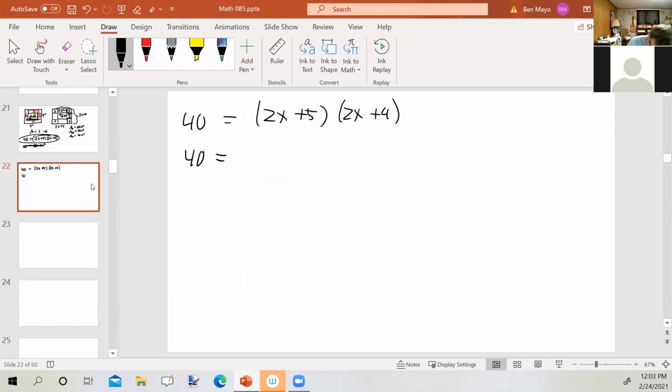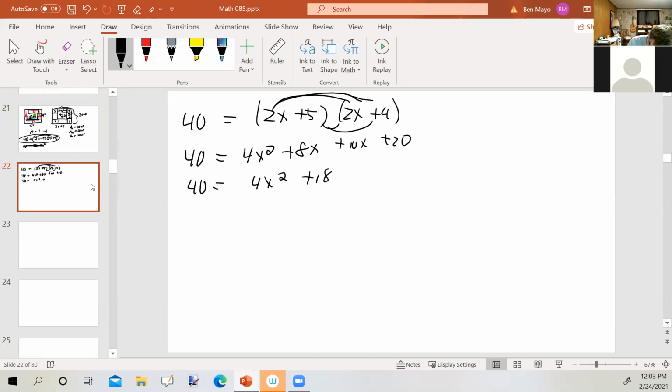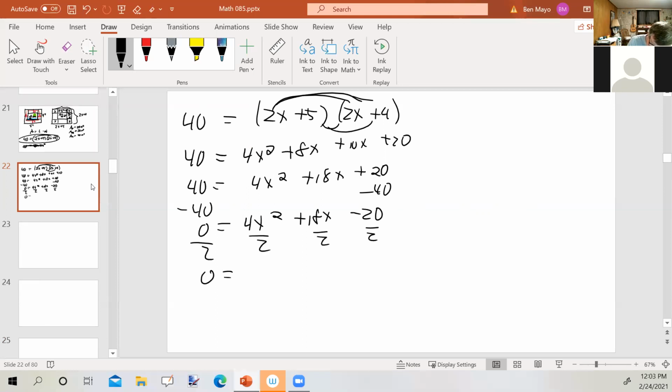So 40 equals 4x squared plus 8x plus 10x plus 20. 40 equals 4x squared plus 18x plus 20. Subtract 40 from both sides. 0 equals 4x squared plus 18x minus 20. I could divide both sides by 2 to reduce it down to 0 equals 2x squared plus 9x minus 10.